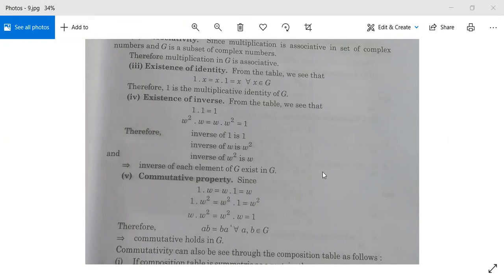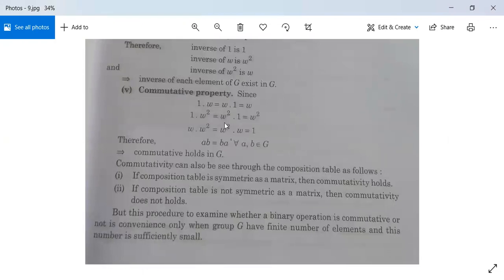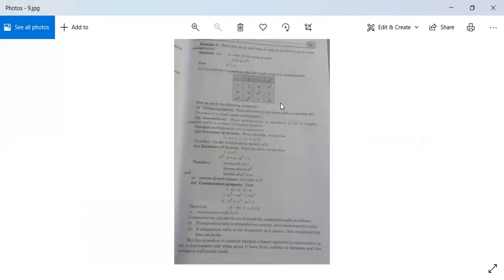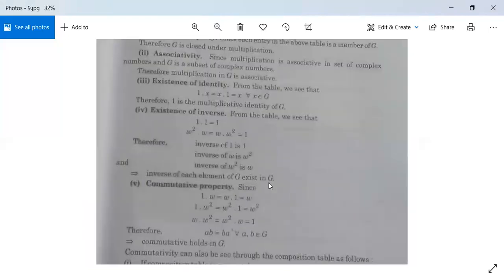Next is the commutative property. Since 1 into omega is equal to omega into 1, this is omega. 1 into omega square is equal to omega square into 1, this is omega square. Omega into omega square is equal to omega square into omega, this is equal to 1. It implies that ab is equal to ba for all a, b in G. Look, ab is equal to ba is coming. Therefore, commutativity holds in G. So, G is an abelian group under multiplication.